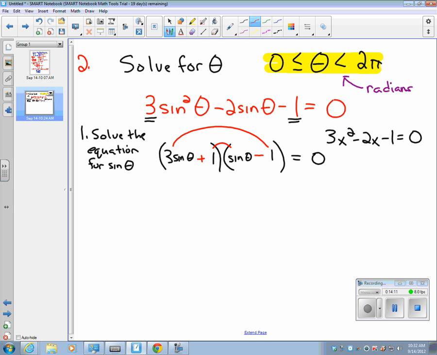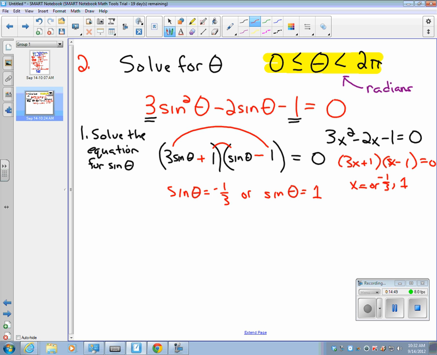Now, look what happens. We want to solve what's inside the brackets. Do you remember how that works? We would have done this, 3x plus 1 or x minus 1 equals 0. That means x can equal 1 or negative 1/3. Do you remember how that goes? Right? The opposite sign of this divided by this number. So that means sine theta can equal negative 1/3 or sine theta can equal 1.